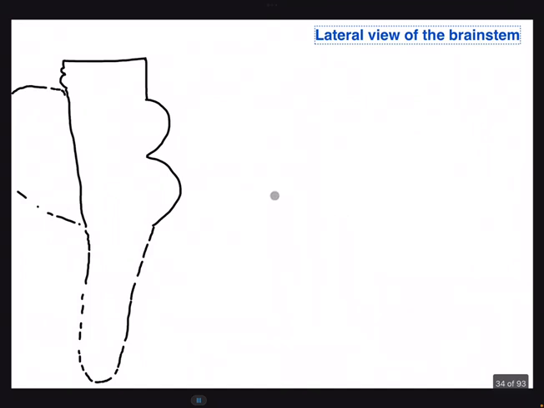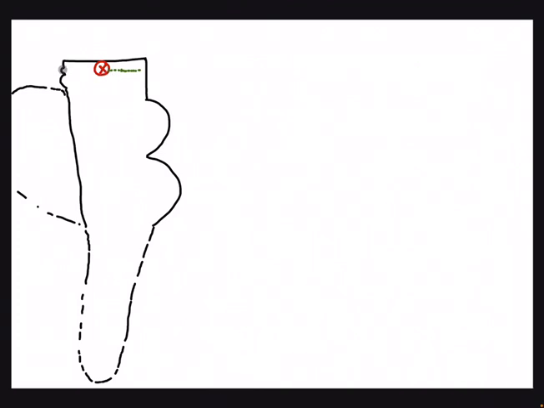Now we will go back to our original diagram, which is the lateral view of the brainstem. As we just mentioned, the oculomotor nerve takes origin from the midbrain at the level of superior colliculus, and this is the course of the oculomotor nerve inside the midbrain. Then the oculomotor nerve leaves the midbrain through the oculomotor sulcus to enter into the interpeduncular fossa.